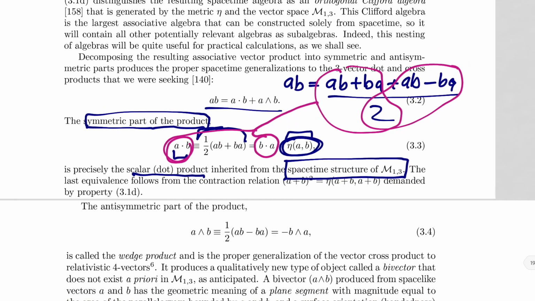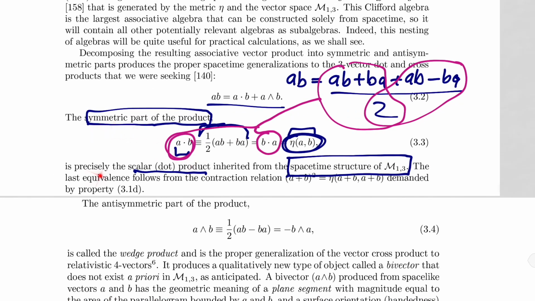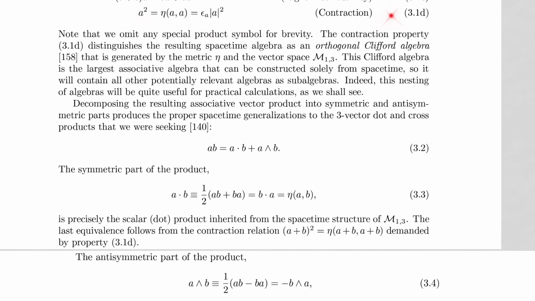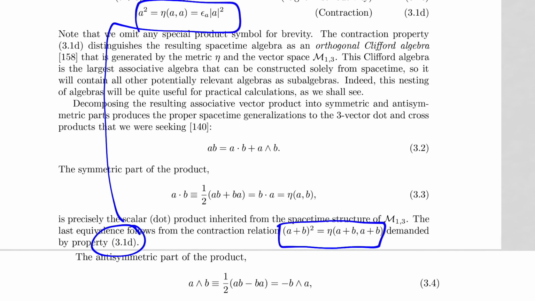So, but this is still just sort of a statement. The symmetric part of the product is precisely the scalar dot product inherited from the space-time structure of M13. The last equivalence follows from the contraction relation. So that's our hint on how to show this. The contraction relation, a plus b squared equals eta of a plus b, a plus b, demanded by property 3.1d, which is, of course, the all-important contraction property, right? Property 3.1d is this guy right here. So let's unpack this and make sure we're very comfortable with this idea and then call it a lesson.